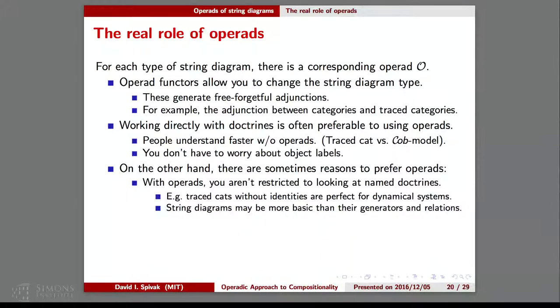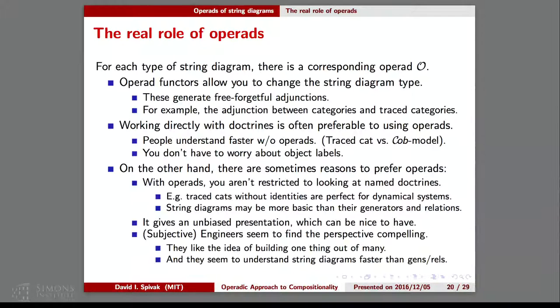But there are reasons to prefer operads. Namely, you're not restricted to looking at these named doctrines like traced monoidal categories. You can look at any string diagram calculus you can think of. So trace categories without identities come up for me in dynamical systems. But how do you define a trace category without identities? Most of the axioms use the identities to define them. But it's perfectly natural to write down what the operad looks like. It's actually pretty easy. I'll talk about it on the next slide a little bit.